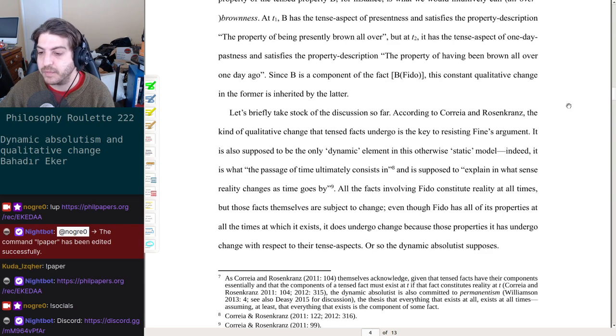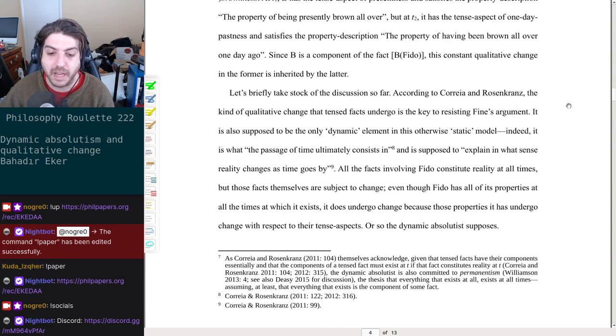All the facts involving Fido constitute reality at all times, but those facts themselves are subject to change. Even though Fido has all the properties at all the times at which it existed, it does undergo change because those properties it has undergo change with respect to their tense aspects, or so the dynamic absolutist supposes.